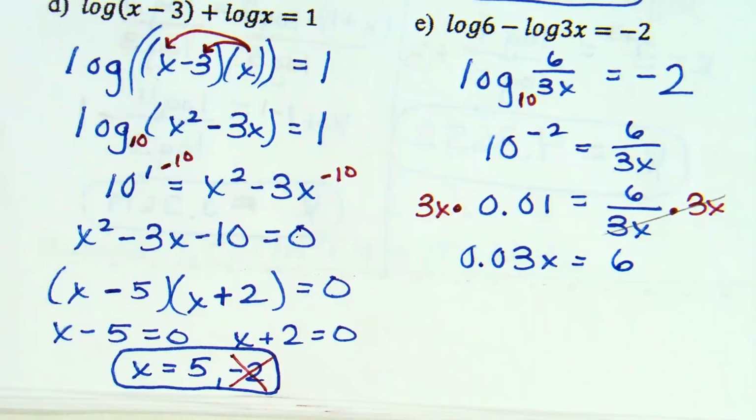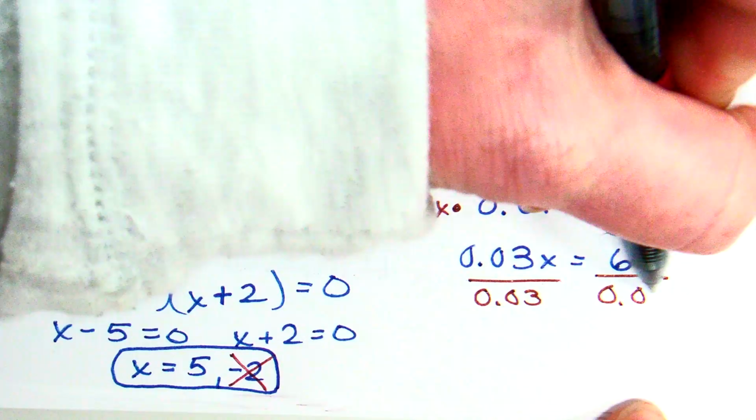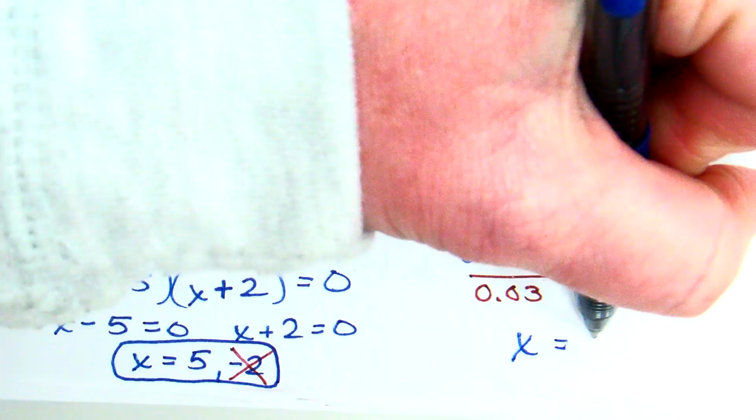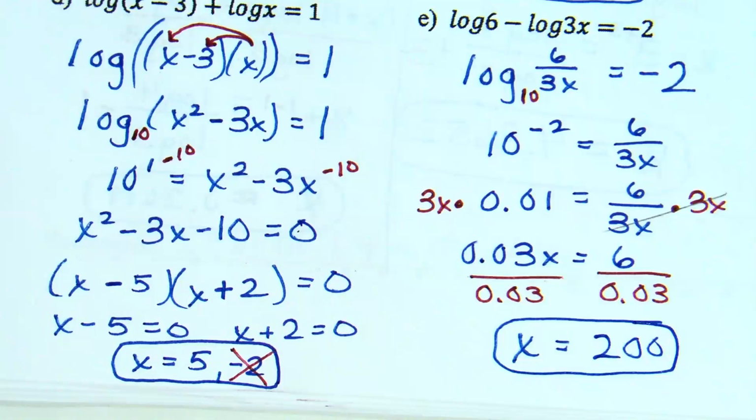Okay, home stretch, easy part. If it's 300ths x equals 6, we need to divide by that 0.03, or that 300ths. x is 200. Does 200 seem like it'll work? Yeah, it's not going to make a log negative or anything, and that's the key.